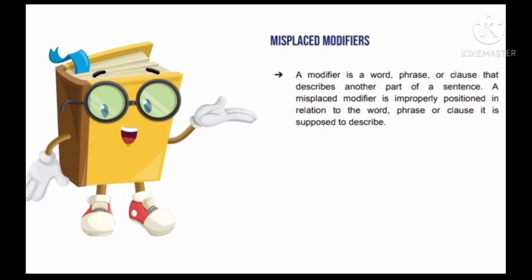Misplaced modifiers. So what is a misplaced modifier? A modifier is a word, phrase, or clause that describes another part of a sentence. A misplaced modifier is improperly positioned in relation to the word, phrase, or clause it is supposed to describe. This is about when we are reading, there was a misplaced modifier. So here are some examples of sentences with misplaced modifiers.